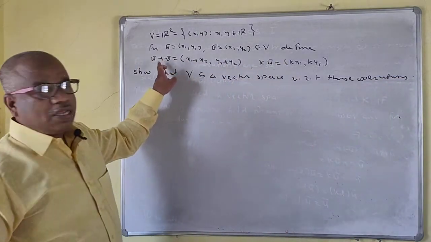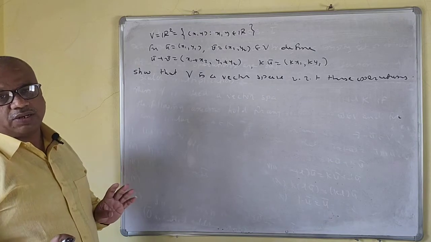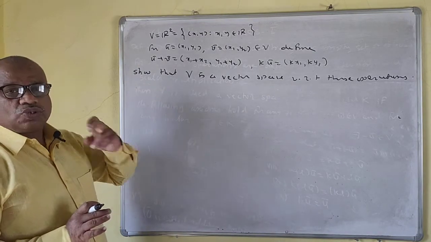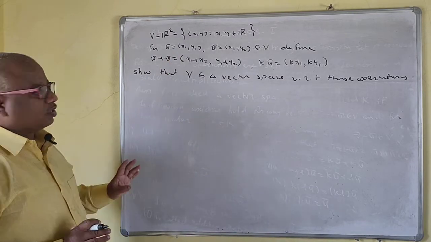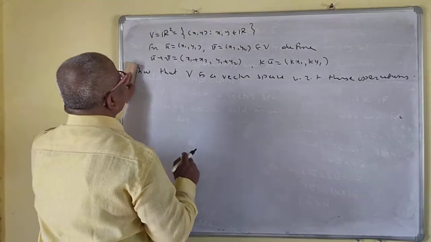These operations mean we have provided the addition and the scalar multiplication. These two operations are provided to you. Now you have to judge whether this is a vector space or not. So the question is: show that V is a vector space. That means you have to check all the axioms for this. So, solution.